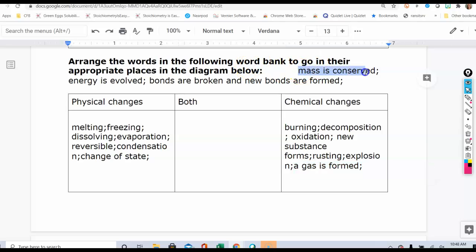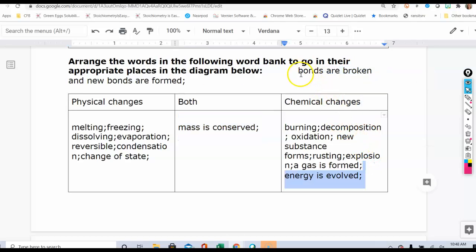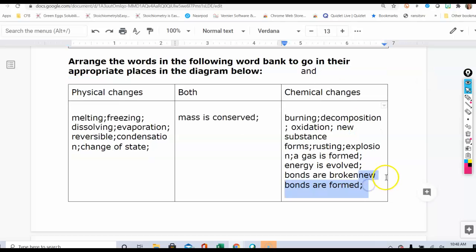This idea of mass is conserved, meaning that mass is not gained or lost, it is just changed, and that's going to happen in both places. In a chemical change, you are going to have energy being evolved. In chemical changes, bonds will be broken and new bonds will be formed.